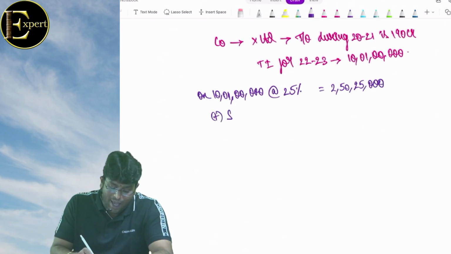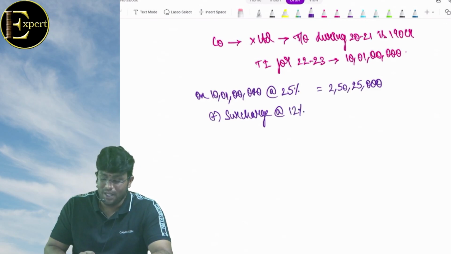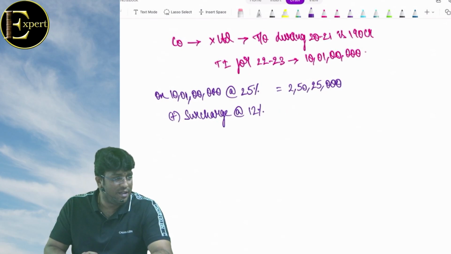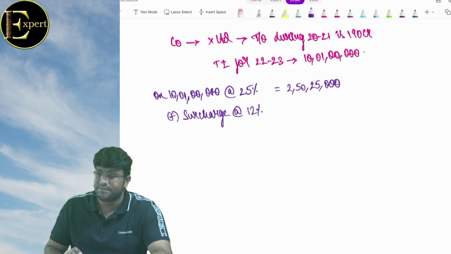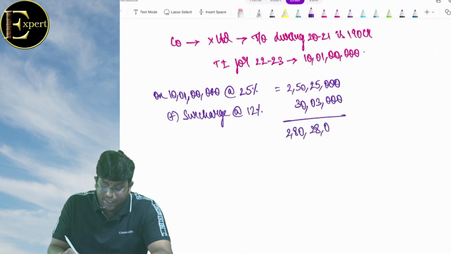To this, I will add what? Surcharge. At what rate? 12%. Very good. Surcharge at 12% comes to how much? 30 lakhs 3,000. Right? What is the total? 2 crore 80 lakhs 28,000.